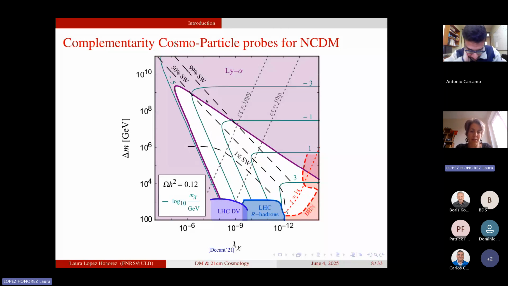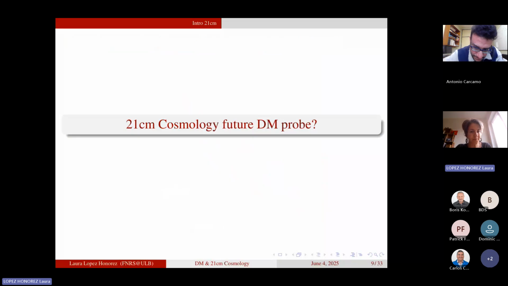But you can close, let's say, surround the viable parameter space of this particle by considering constraints from cosmology. So I'm really interested here in the complementarity between cosmology and particle physics and how this can really help to understand better the nature of dark matter.